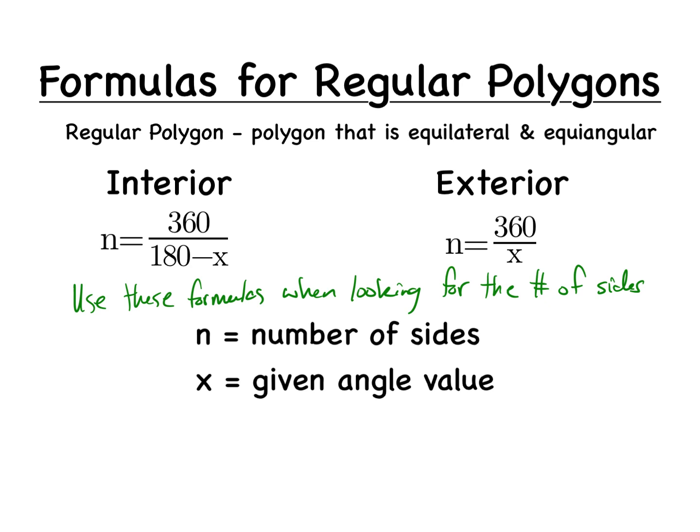So if we're looking for the number of sides, which is n, for interior angles, we'll use that first one, 360 divided by 180 minus x, where x is a given angle value. And then the exterior is just 360 divided by x.